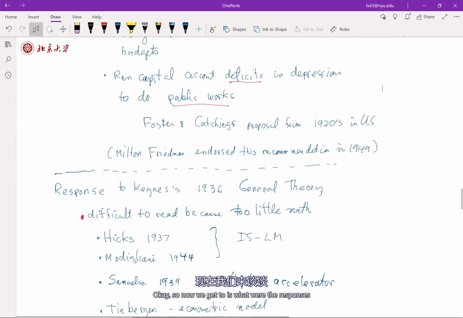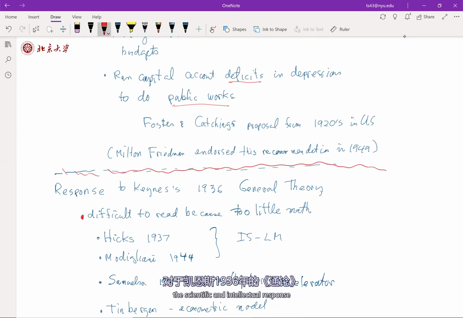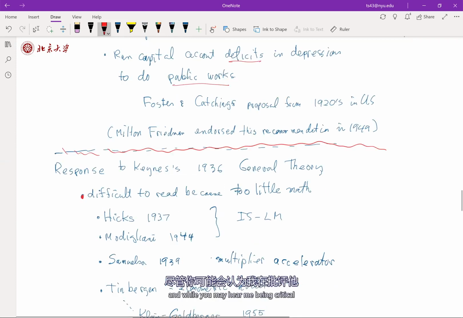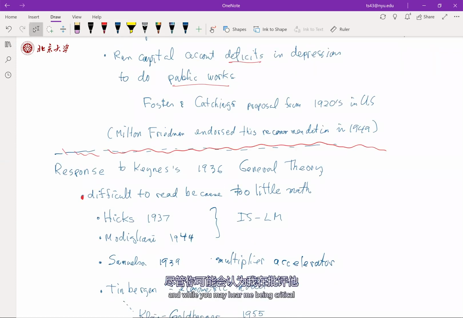Okay, so now we get to what we want to talk about. What were the responses, the scientific and intellectual response to Keynes's 1936 General Theory? And there were a number of them. So I'll go through these. And while you may hear me being critical or reporting other people being critical, I think it's critical in the most complimentary sense to Keynes.